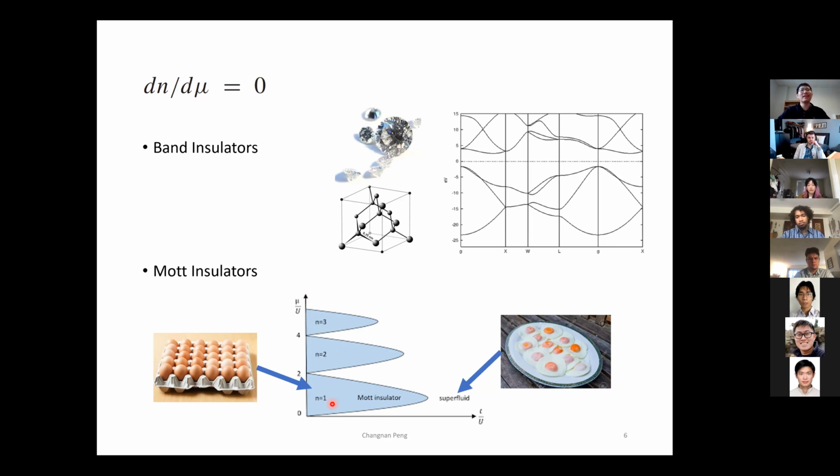Actually, I really like this egg image representing the Bose-Hubbard model. In an insulator phase, the eggs are sitting at each site locally. And in the superfluid phase, the eggs are beaten and they can flow like liquid to other sites.